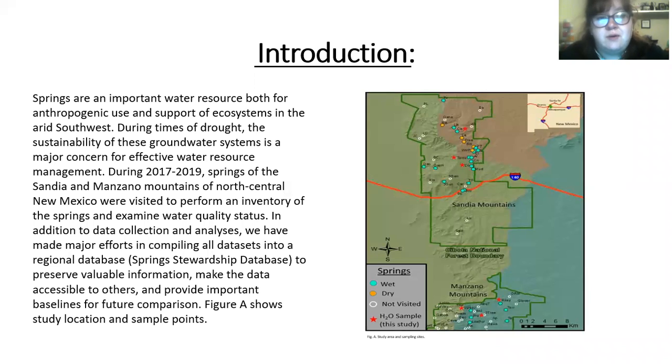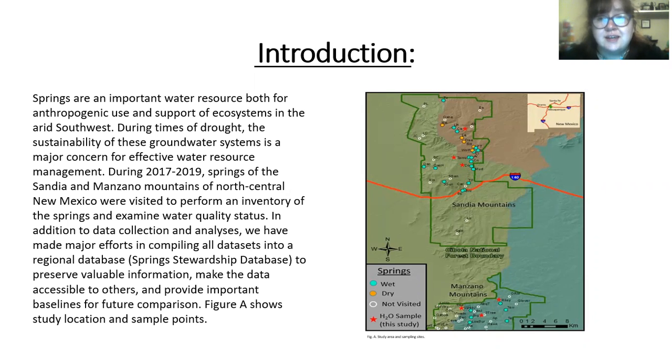Springs are an important water resource for both anthropogenic use and as a source and support of ecosystems in the arid Southwest. What we are trying to do is see how many springs we have and see their hydrogeochemistry. We're looking at the water itself and also the rocks surrounding it. So basically we're looking at the chemistry of both the water and rocks.